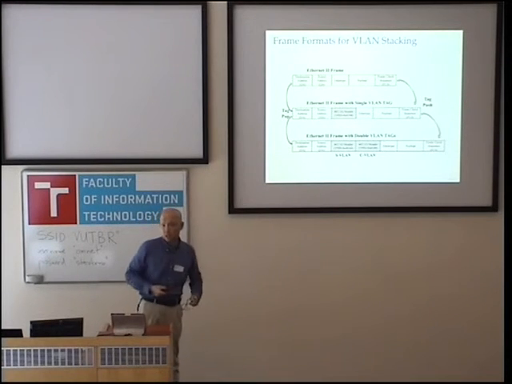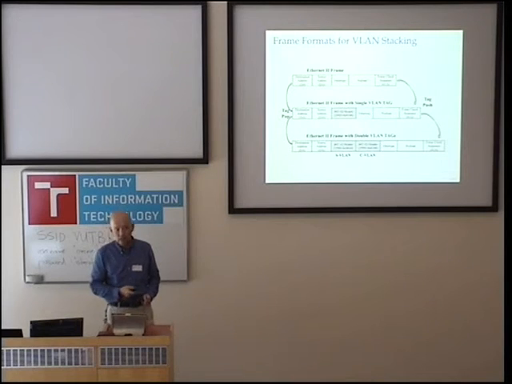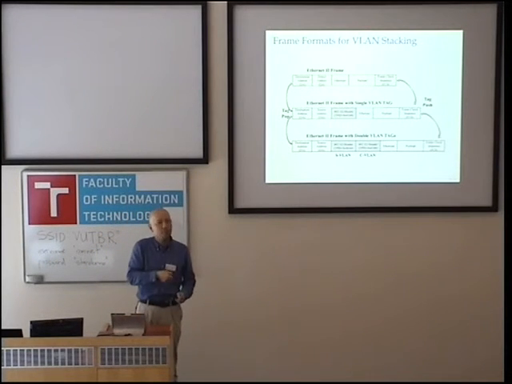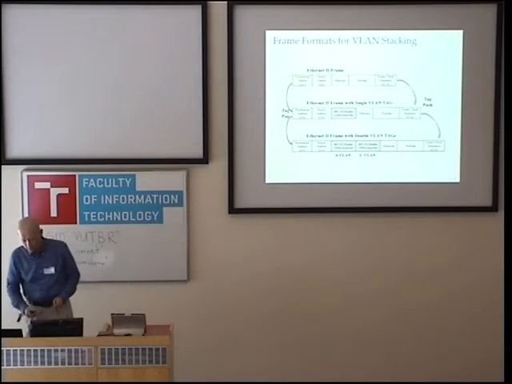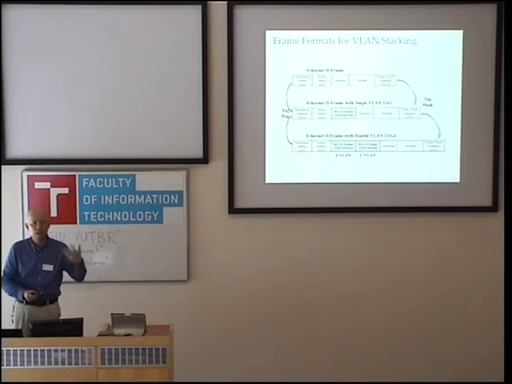The internal one is actually hidden until the frame goes into a certain device capable of providing another. This is a service and then customer VLAN. Current standards only provide examples for two, but in principle, it can stack as many as you want.